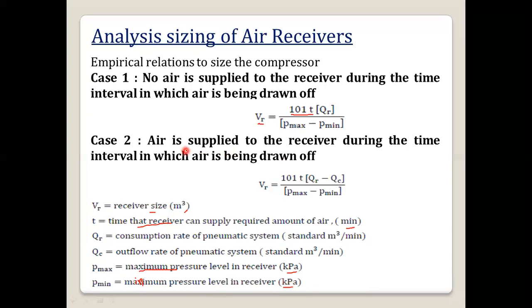Now case 2. In case 2, air is supplied to the receiver during the time interval in which air is being drawn off. Here the receiver size will be equal to 101 T into QR minus QC. QR is the consumption rate of the pneumatic system, in meter cube per minute. QC is the outlet flow rate of the pneumatic system.